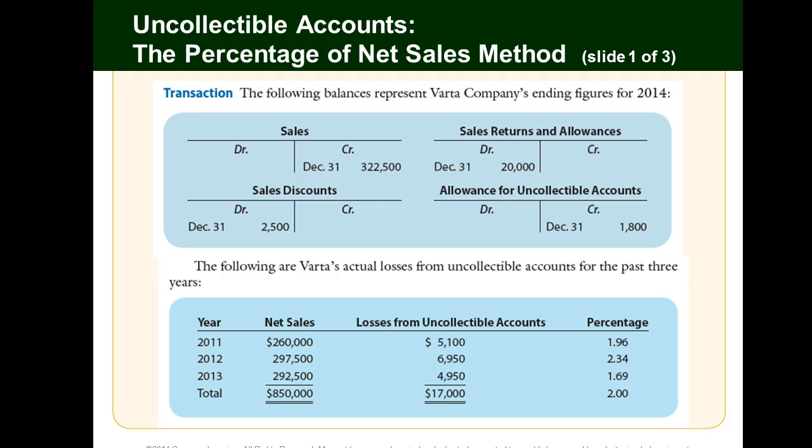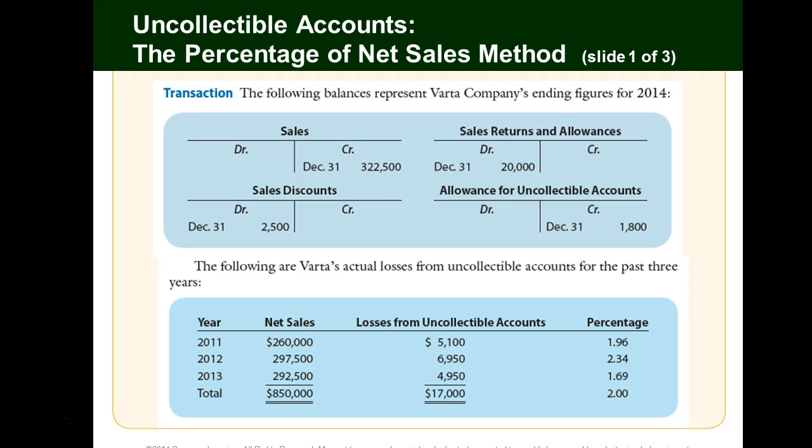So in 2011, they had net sales of $260,000 and $5,100 in losses of uncollectible accounts. So if we take the $5,100 divided by our $260,000, we've got a percent of 1.96%. In 2012, our income jumped up, but our uncollectibles jumped up too, to 2.34%. In 2013, our income went down just a little, but boy, we got a handle on our uncollectibles. It went back down to 1.69%, the lowest it's ever been.